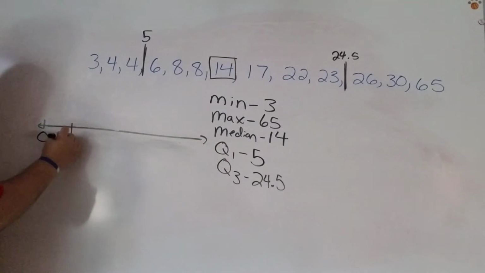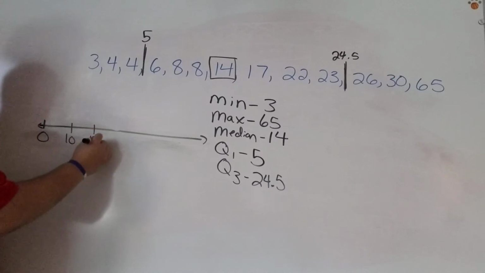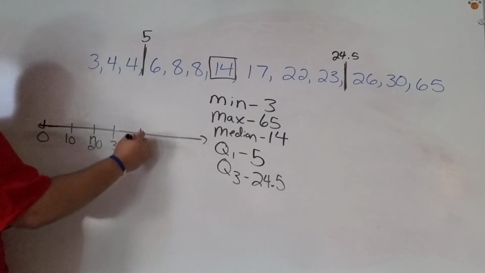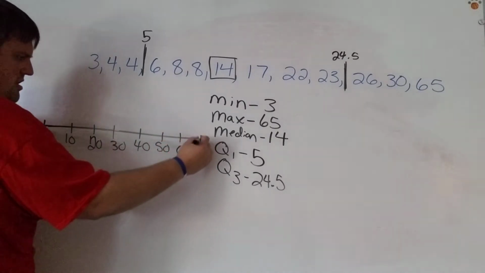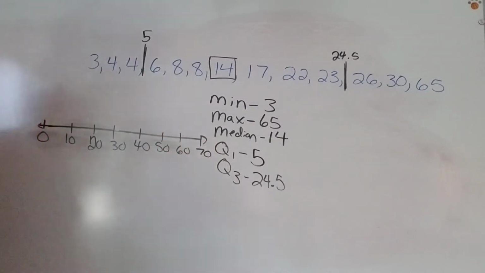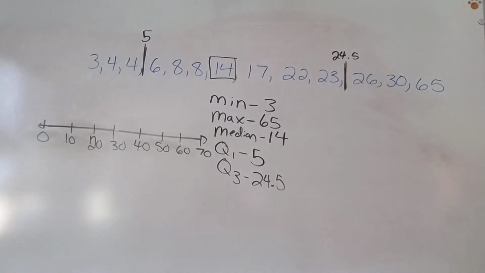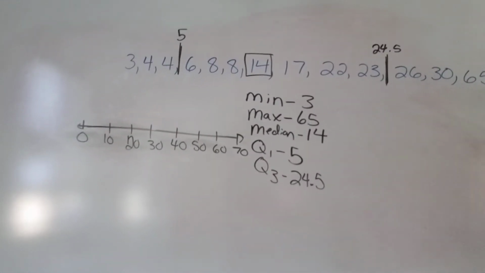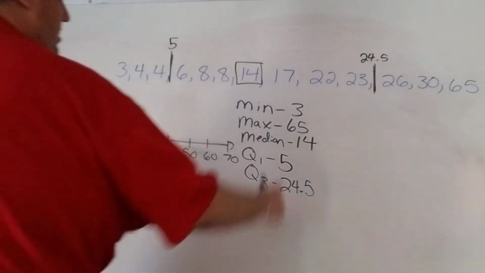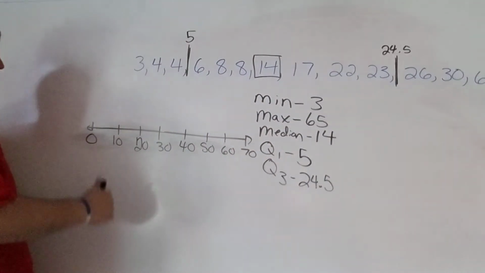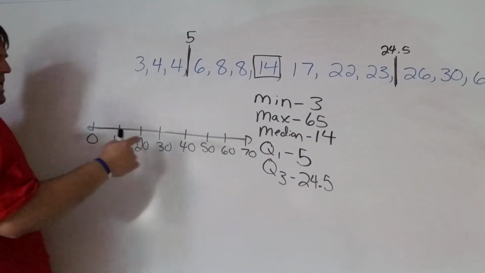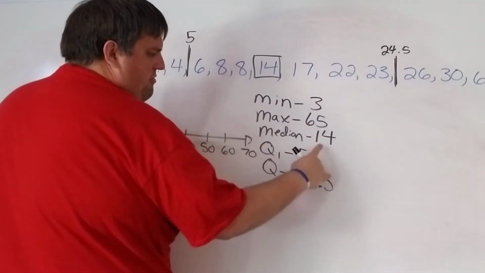So 0, 10, 20, 30, 40. That way it all fits right there. So we go from 0 to 70. That way we can put these 2 lines on there. And then what you do is you just put a line at every spot where you wrote a number.